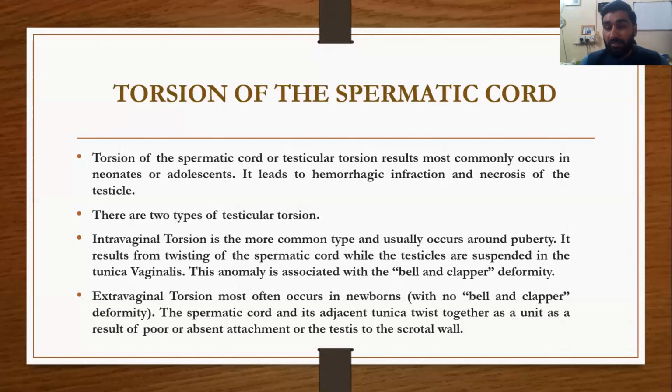The most common type of them is the intravaginal, that occurs around puberty, resulting in the twisting of the spermatic cord and demonstrating bell and clapper deformity. Extravaginal torsion most often occurs in newborns with no bell and clapper deformity. The spermatic cord and its adjacent tunica twist together as a unit as a result of a poor or absent attachment of the testis to the scrotal wall.